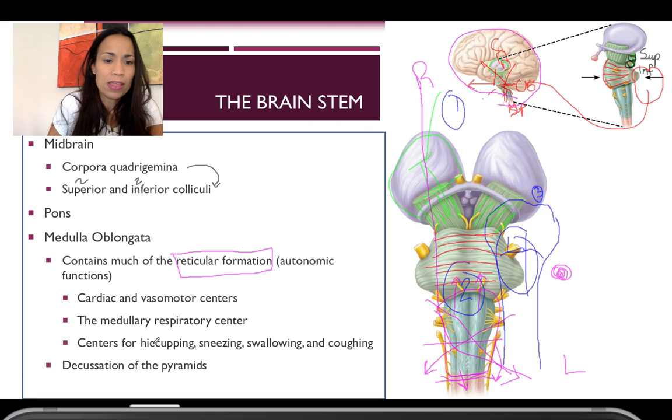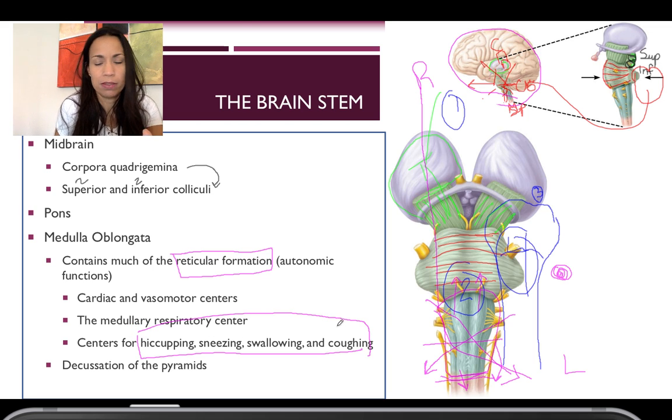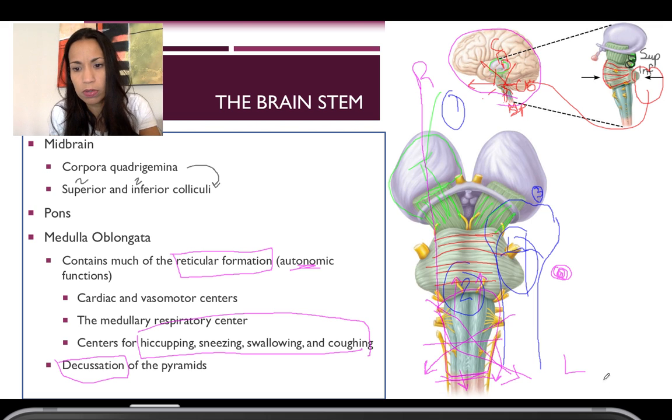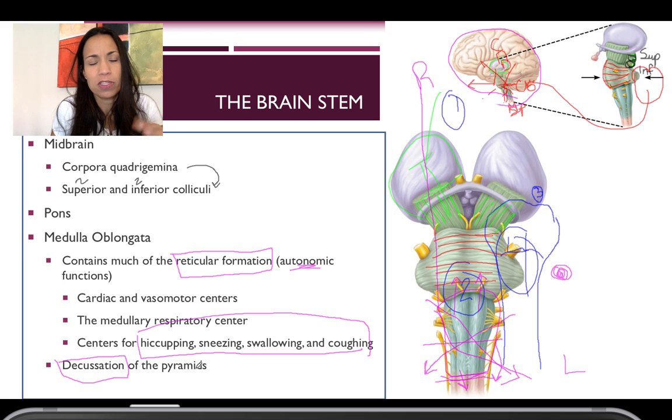In here also are the centers for hiccups, sneezing, swallowing, coughing, and all of those autonomic functions that we'll describe in the last chapter of the nervous system. I already described this. Decussation means crossover, when sensory information, motor information cross to the other side. And pyramids are just a specific type of neurons. Don't pay attention to that. It controls voluntary movements.